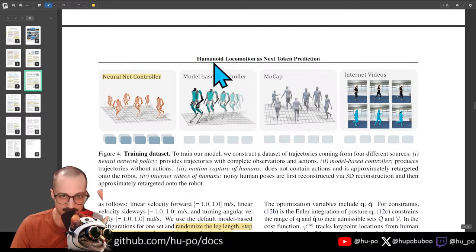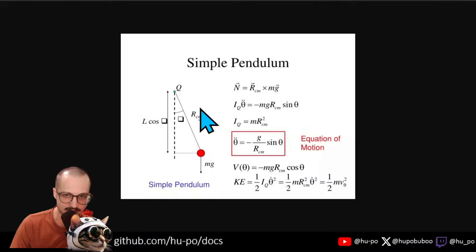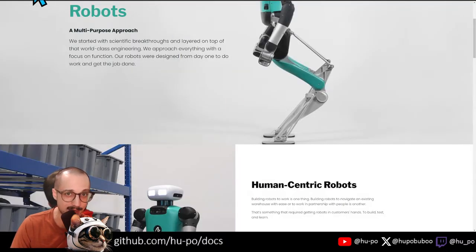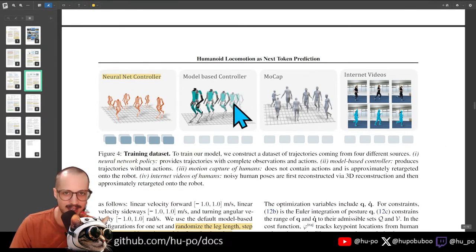Then they also have 10,000 trajectories coming from a model-based controller. A model-based controller is more so a system of equations. The model is the model of your robot, except it's going to be more complicated because this is just the equations of a pendulum. So imagine what the equations of a multi-linked robot look like. They're even more complicated. But you have a simulator where you can run that controller and get a bunch of trajectories there. And then they also have a bunch of mocap and internet videos.